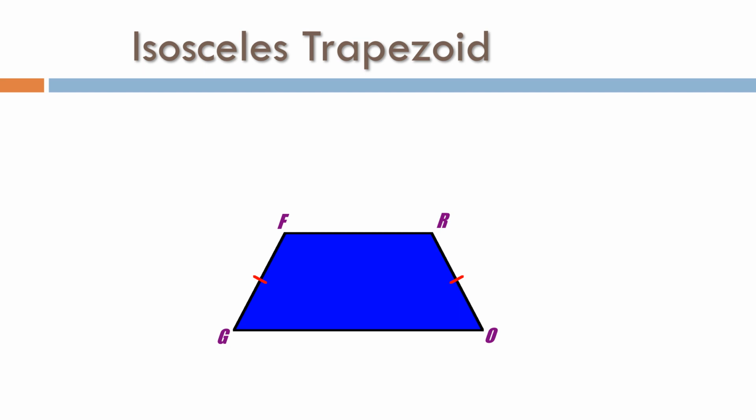Angle F and angle G are supplementary. Angle R and angle O are supplementary. FR is parallel to GO. Two major things change when it becomes isosceles. Any guesses?